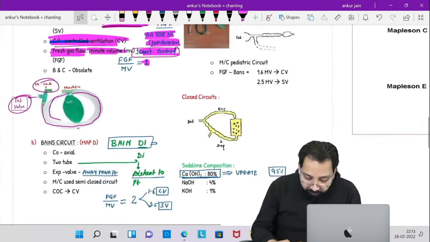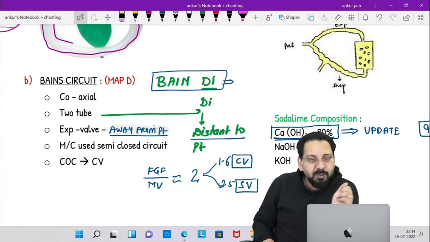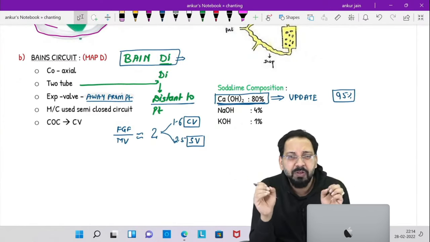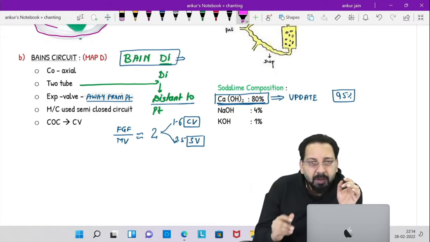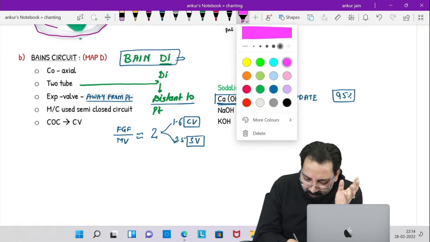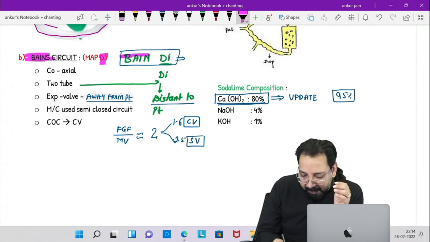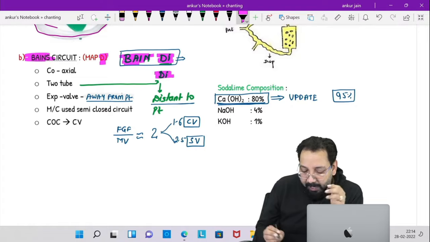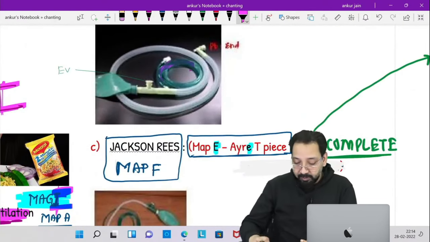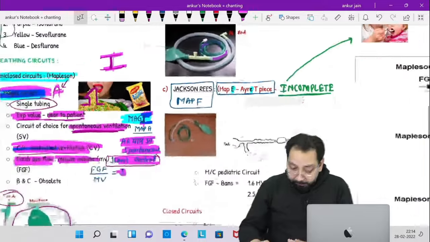Now this is single. Bain circuit. Yes, you know Punjabi, in Punjabi we have bandi. Okay, this is a very common, most frequent one. Bain circuit, Mapleson D circuit. Bandi. D means die. Die means two tubes. When they give a picture to you, you will find two tubes, one inside the other. This green tube inside this white tube. So this is bandi, die.